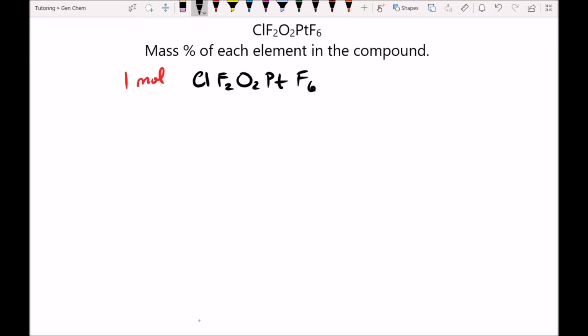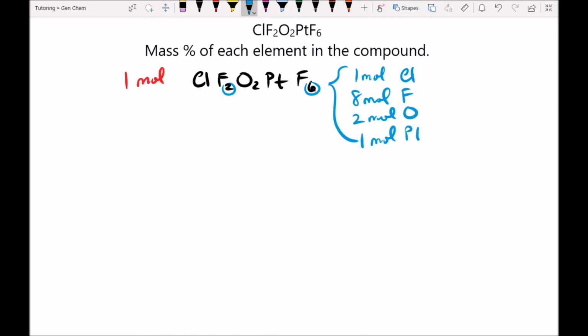And so if we have 1 mole of this compound, that means we can break it up and find how many moles we have of each element in the compound. So if we have 1 mole of this compound, we have 1 mole of chlorine. We have 6 plus 2, so that's 8 moles of fluorine, 2 moles of oxygen, and 1 mole of platinum.